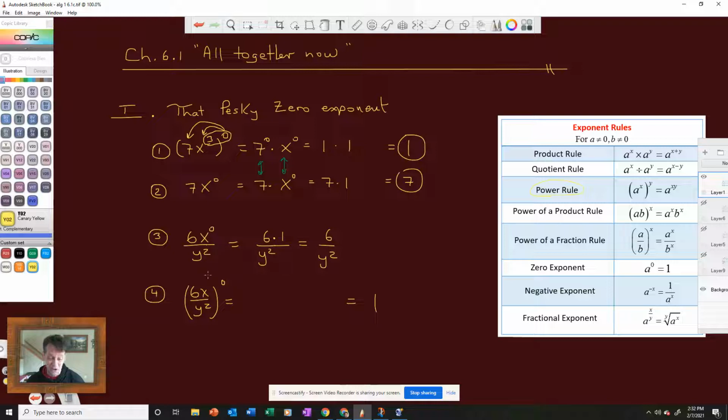Now, if you want to go through the process, you could say, okay, well, this 0 exponent applies to all 3 of these terms, the 2 on the top and the 1 on the bottom. So you end up getting 6 to the 0 times x to the 0 over y to the 0, which is 1 times 1 over 1, which is 1. You don't need to go through that, obviously. As soon as you see a 0 with the parentheses, you're like, ah, that's going to be 1.